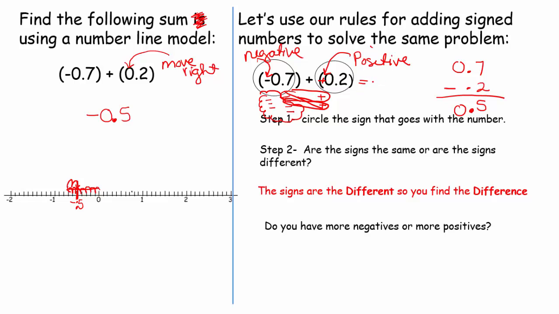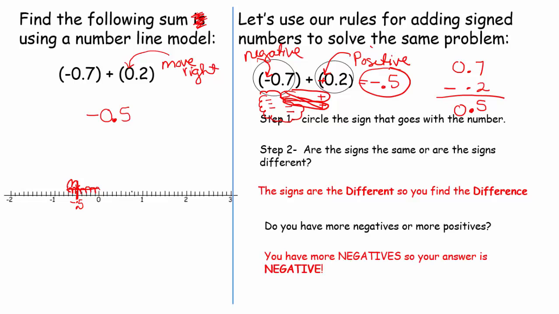How many negatives? I have negative 5. 5 what? Negative 5/10. So that's how I know my answer will definitely be negative. I had more negatives. If you had more negatives, your answer is going to have to be negative. Those are the rules we want to fall back on every single time we try to add signed numbers, whether we're talking about integers, fractions, or decimals.